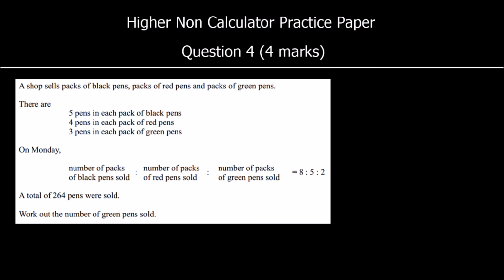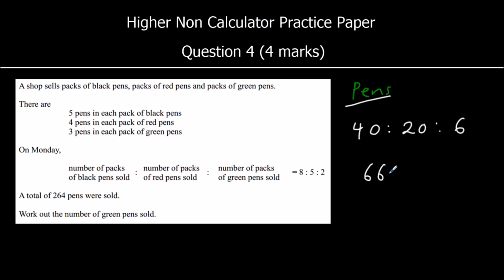One for you to try. So pause the video and give it a go. So again, black pens, red pens, green pens. We've been given the ratio of packs sold, not the ratio of pens sold. So we need to work out the ratio of pens by doing the number of packs times the number of pens in a pack. So 5 8s are 40, 5 4s 20, and 2 3s 6.